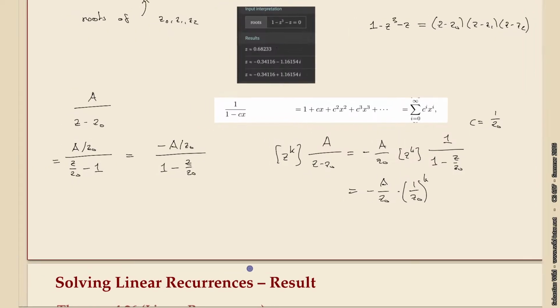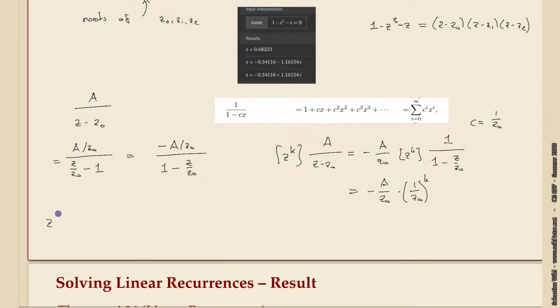Okay, so let me sketch this. Our bk, the answer we want, is the coefficient of b of z by definition. And that's going to split into terms of this form for a, b, and c. So it's essentially this term 1 over z0 to the k. Then we have the same for b and for c, where I'm just replacing what the constants are.